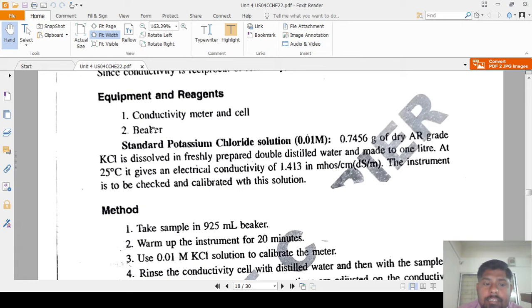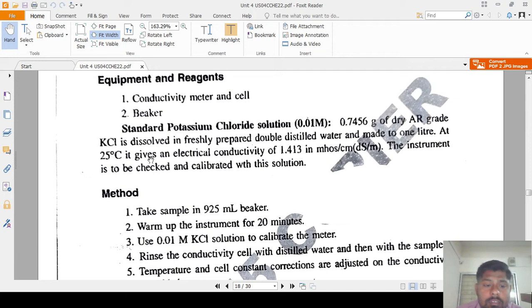That is the equipment and the reagent: conductivity meter and cell. I already told you that a conductivity meter or conductometer is used. Some beakers are there. Standard 0.01 molar potassium chloride KCl solution must be there to calibrate the conductivity meter. Why do we prepare this solution? Because it is a strong electrolyte. It is 100% dissociated into ions, cations and anions, and because of that it gives you the reference electrical conductivity. The value from the literature data is 1.413 for 0.01 molar KCl solution.